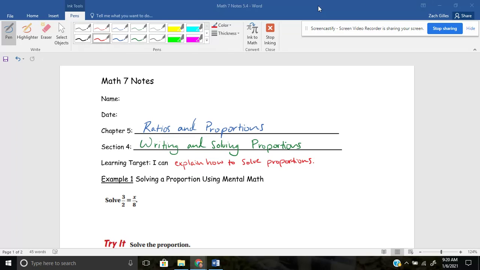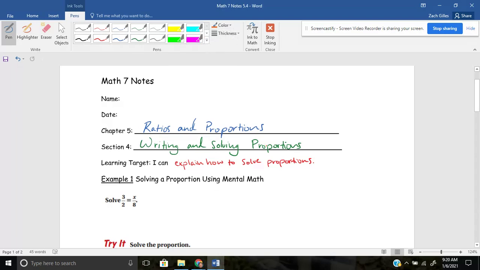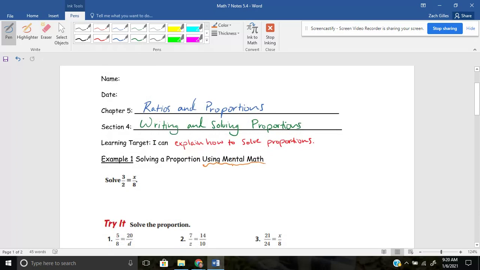problems. Okay. The first way that I'm going to teach you how to solve a proportion is using mental math, right? And really, the way that I do this is kind of like we talked about last section, but really, it's something that you've done before in your mathematical career. It says solve 3/2 is equal to what number over 8?